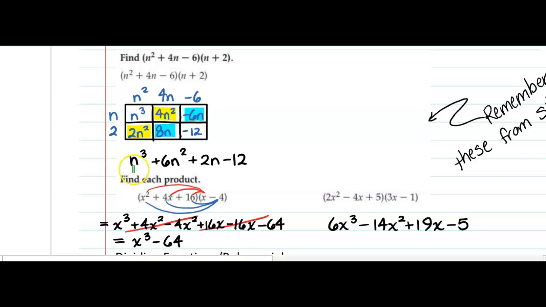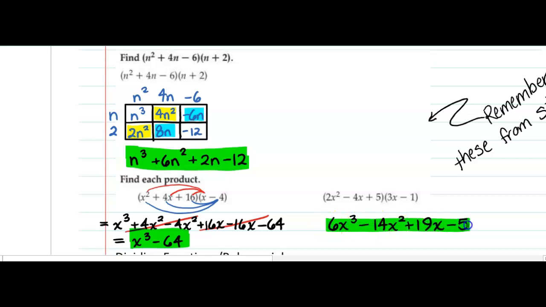Okay, here are our answers. For the first one, n cubed plus 6n squared plus 2n take away 12. For the second one, after everything cancels out, x cubed minus 64. Notice I didn't use a box for this one. I just did it by multiplying the first term by the trinomial and the second term of the binomial times the trinomial. And finally, 6x cubed minus 14x squared plus 19x minus 5.